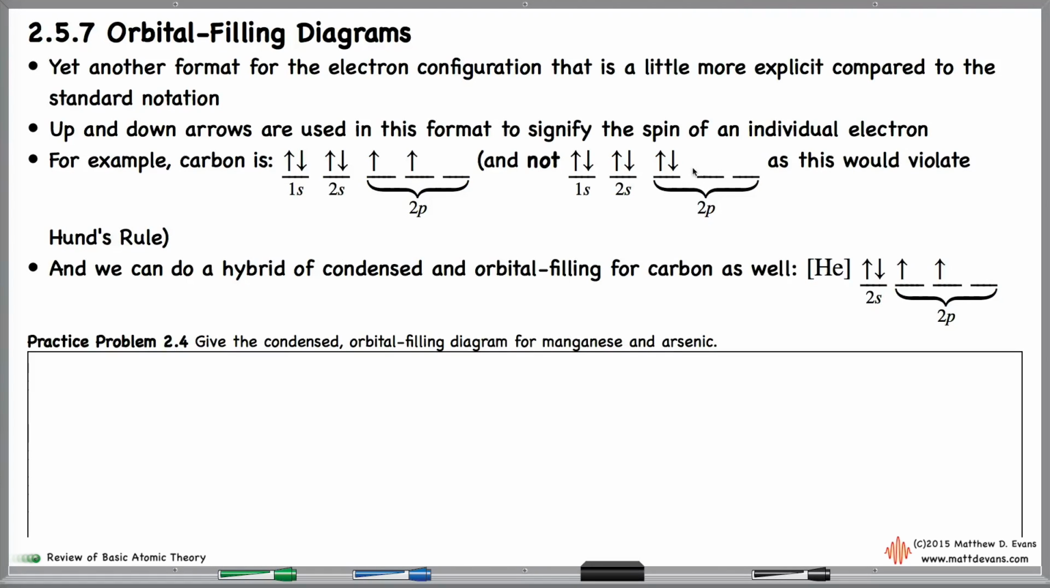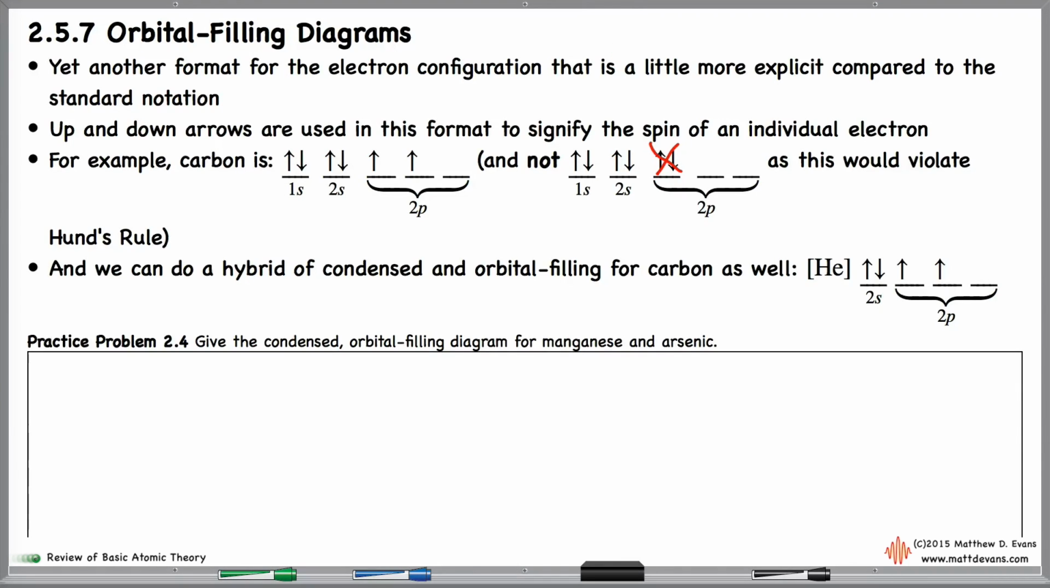Okay, so it's not this electron configuration, so this one's bad. I'm going to go ahead and mark that out. This is what's not allowed under Hund's rule. Can't do that. All right, so we can also do a hybrid version of this as well, so we can put helium as a noble gas and then just simply worry about the electrons past helium. So that's the hybrid approach is what I'm calling it. I don't think that's an official name, but that's what I call it.